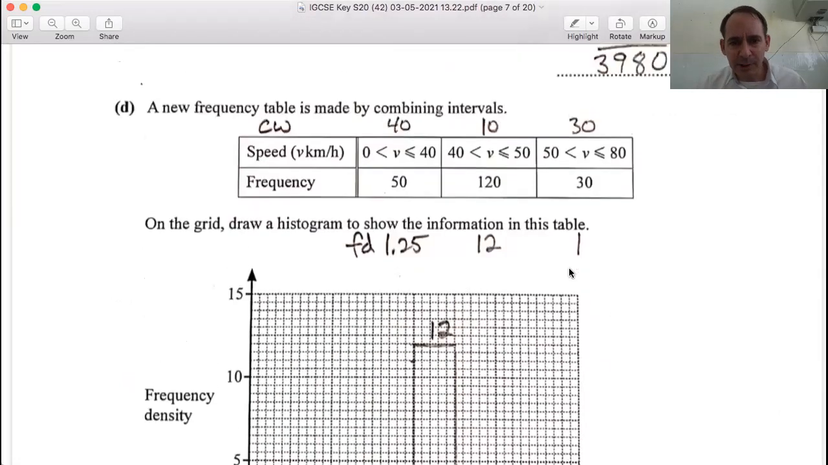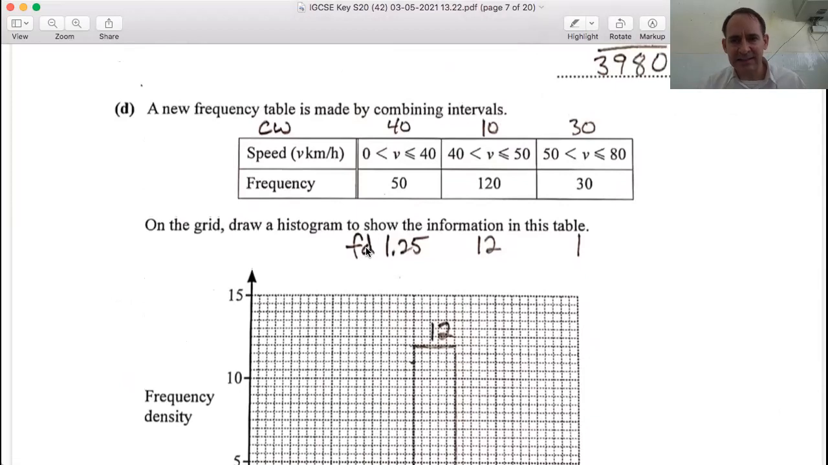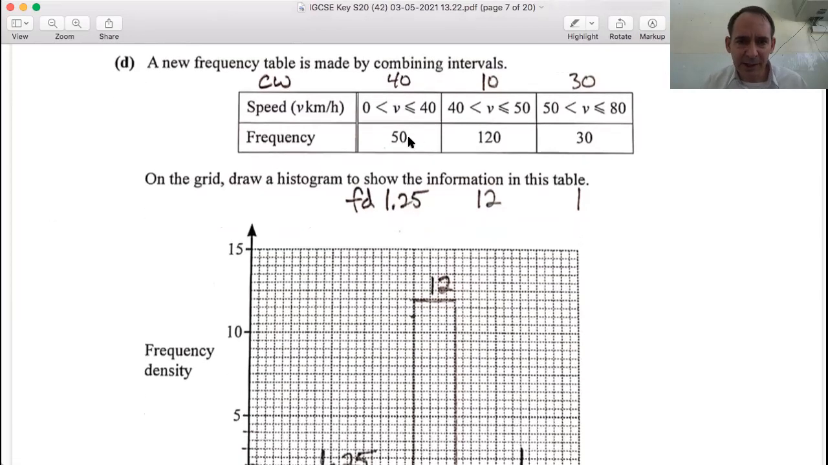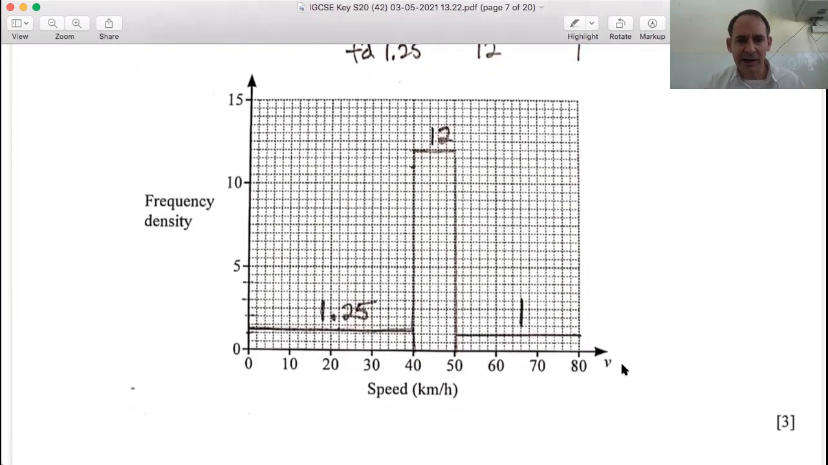For the y-axis part, you need to find the frequency density. Frequency density is the frequency divided by the class width. CW stands for class width. So 40 minus 0 is 40, 50 minus 40 is 10, 80 minus 50 is 30. That is the width of these class boundaries. So you take the frequency divided by the class width. That gives you your frequency density. So we have 1.25, 12, and 1. Those are the heights of our histogram, and you draw those in as accurately as you can.